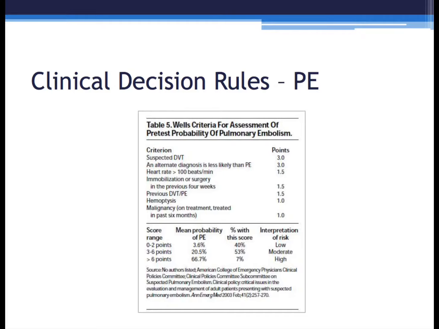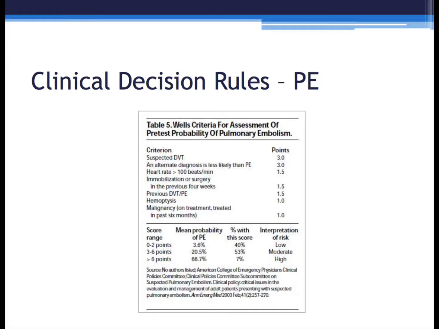Going back to criteria up top: an alternate diagnosis is less likely than PE. At this point, I would have to say no, so she's going to be assessed 3 points, so right there is 6. So she's already hit the high level of risk, 66%. Heart rate over 100, yes, she was 120, that's 1.5. She's up to 7.5 on her score.